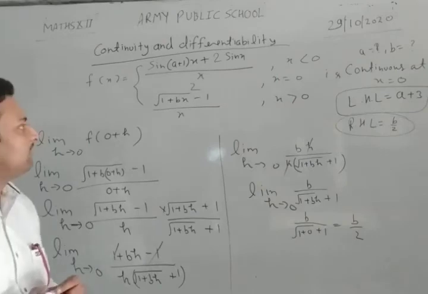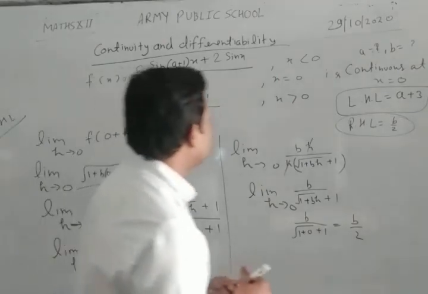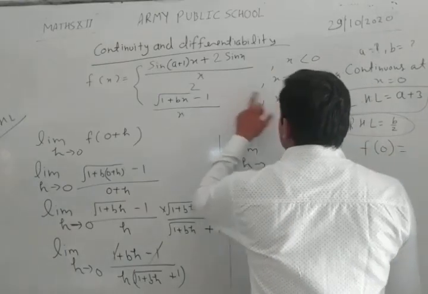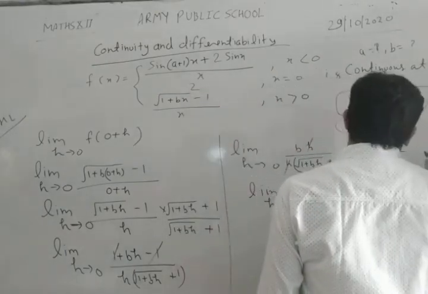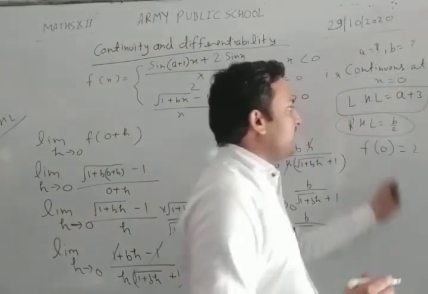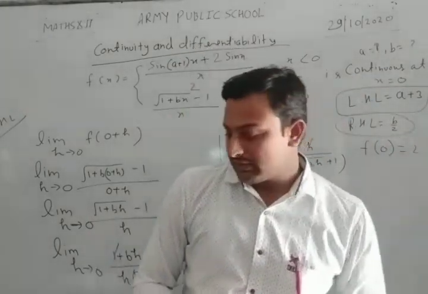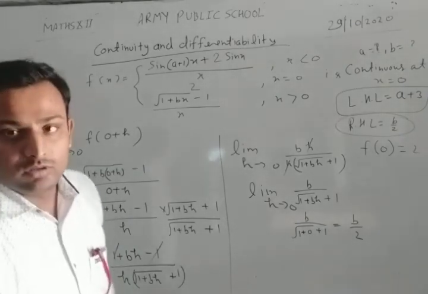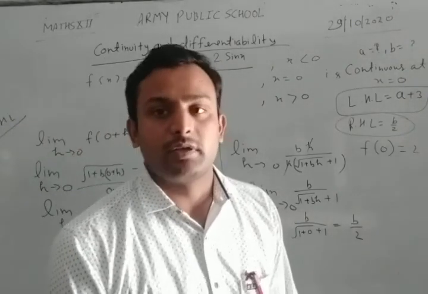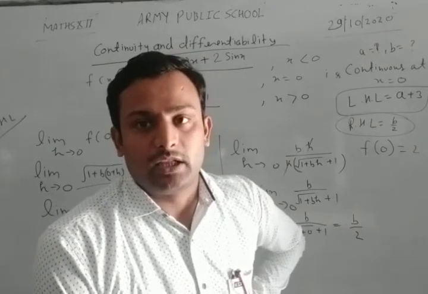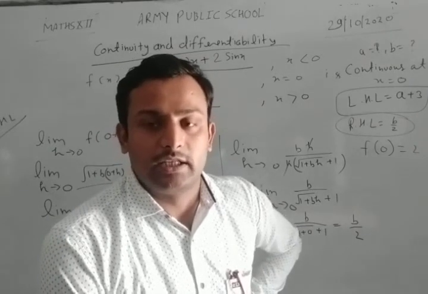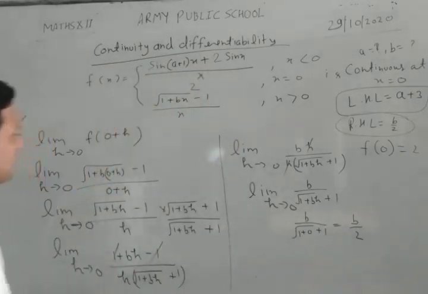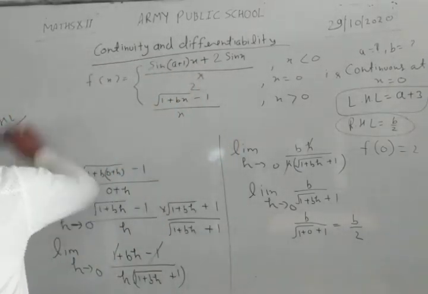Now we will find the value of the function. The value of the function at x equal to 0 is given to us, which is equal to 2. Because our function is continuous, the left hand limit, right hand limit, and value of the function at that point will be equal. So we will equate these three and find our a and b.